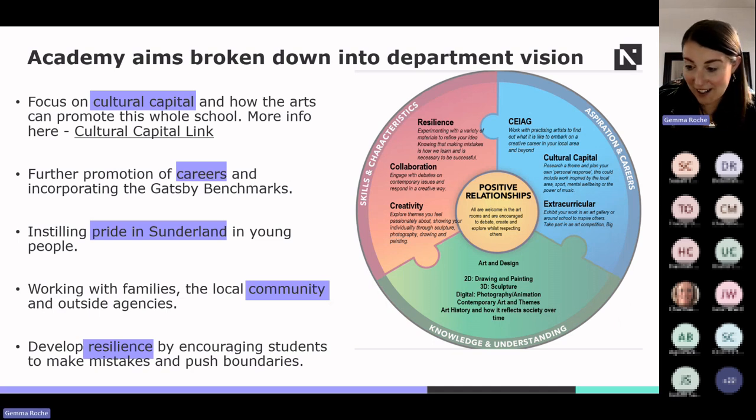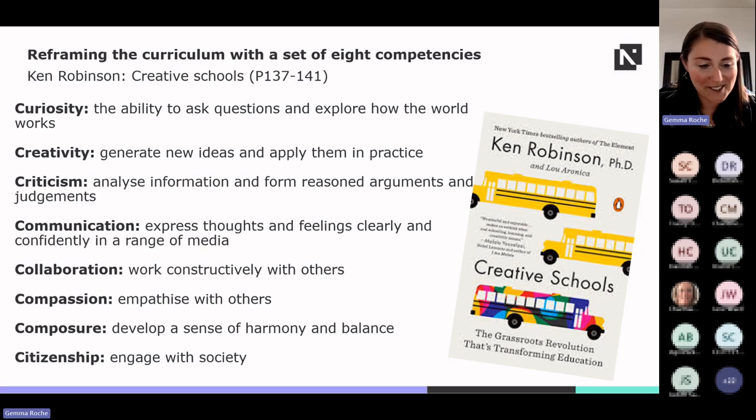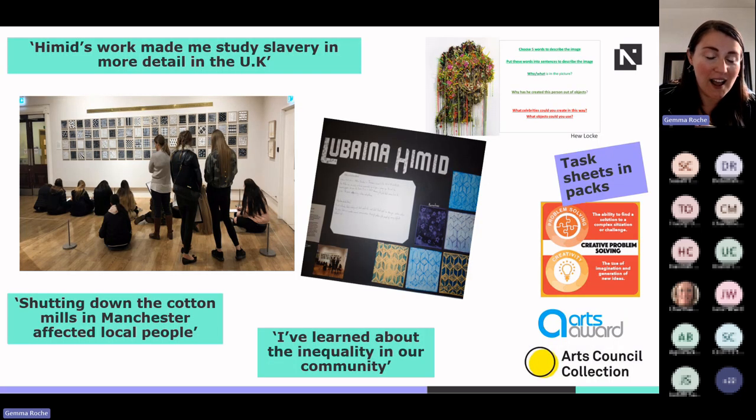So again, I went back to the aims of the school. When I was planning this project, I went back to the aims of what the School Academy Trust wanted, which are community, resilience, pride in where they lived, links to careers, raising cultural capital, and, linking back to good old Ken again, those 8 competencies. I wanted that to be embedded within this project.